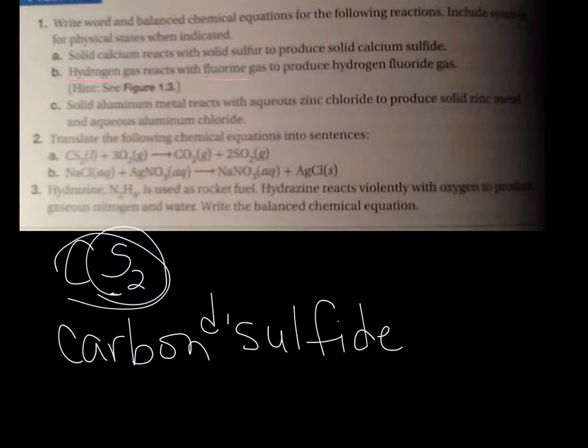So carbon disulfide reacts with O2, which is just oxygen, to form CO2, which is carbon dioxide, and sulfur dioxide. And then you would add the gas and liquid in those words. So you'd say carbon disulfide in the liquid phase reacts with oxygen in the gaseous phase to produce carbon dioxide in the gaseous phase and sulfur dioxide in the gaseous phase. So the same thing could be done for the next example.